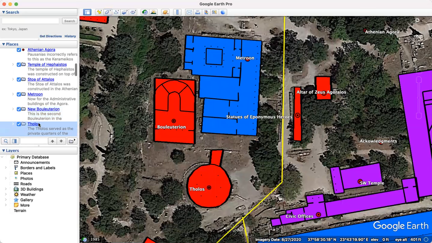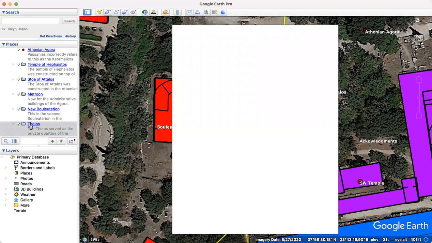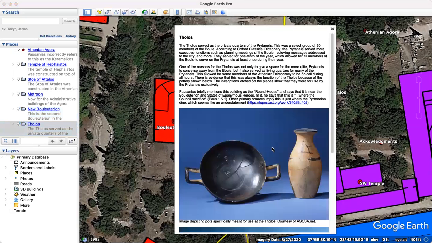Finally, we're going to go to the Tholos. The Tholos was the building that specifically served for the elite members of the Boule, and these were called the Prytaneis. The Prytaneis were a select group of 50 members of the Boule, which was each tribe at the time. The Prytaneis served the more executive functions, such as taking letters to the rest of the city and planning the meetings of the Boule. And they basically would serve as the Prytaneis for 1/10 of the year. They split up the years differently back in the day.